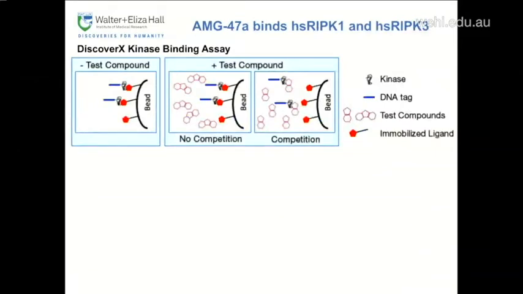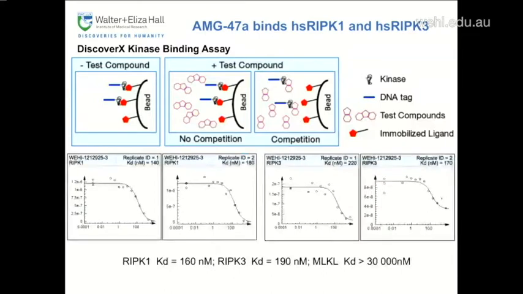So we sent the compound off to DiscoverX to do a kinase binding assay on all the necroptosis effectors. How that works is that they have the kinases bind to an immobilised ligand on the bead, and when they add the drug, it competes them off the beads, and then you can check how much kinase has been disrupted with a DNA tag. And what we found in this is that AMG 47A actually does bind the human RIP1 and RIP3 proteins, and the KDs are in the nanomolar range for both RIP1 and RIP3. We did also test MLKL, but there was no evidence of binding to MLKL.